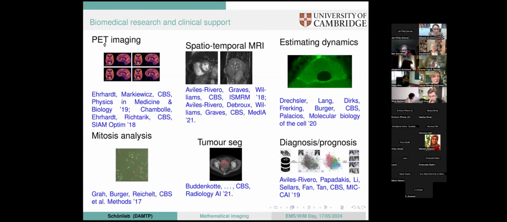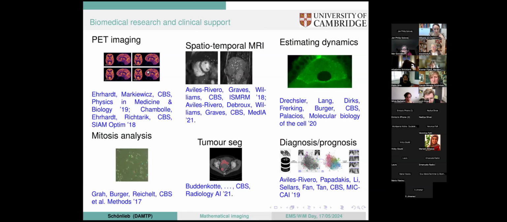The first one here is positron emission tomography. Unfortunately, I don't have time to go into the specifics of how all of these things work. But again, they don't measure an image directly. And the other one is spatiotemporal magnetic resonance imaging. And in both cases, we are dealing with the problem of having noisy, undersampled, so incomplete, measurements.